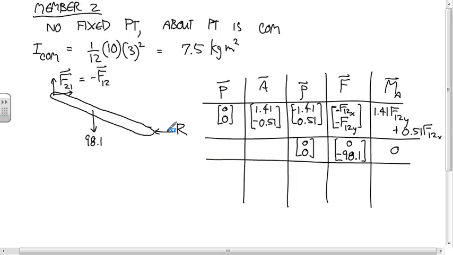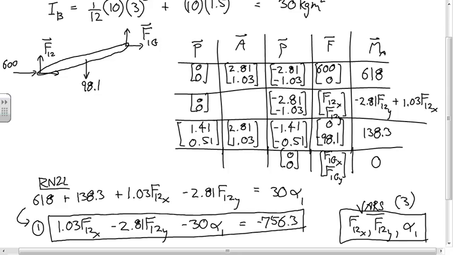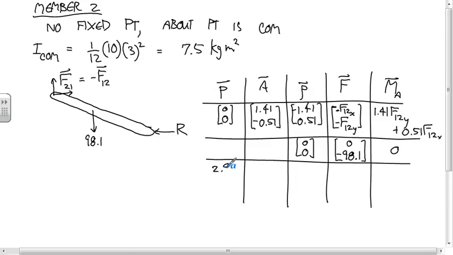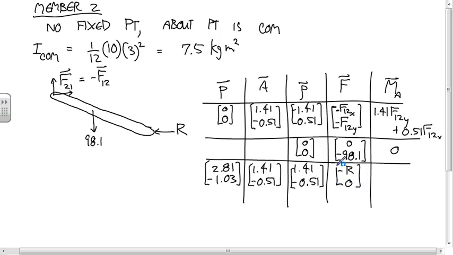And then the last one is this horizontal force from the slot. That's at the location 2.81, negative 1.03. Our about point is 1.41, negative 0.51. Subtract and you get 1.41, negative 0.51. The force vector is negative R, 0. And so you get negative 0.51 R.